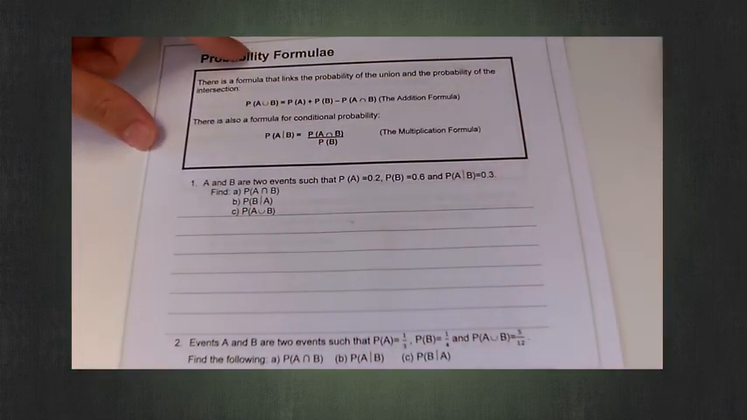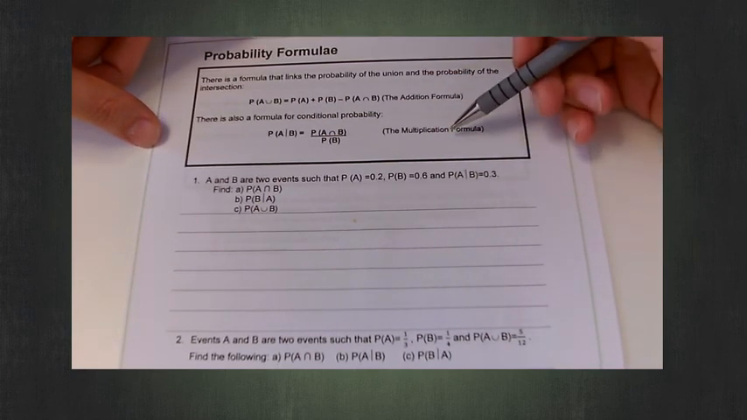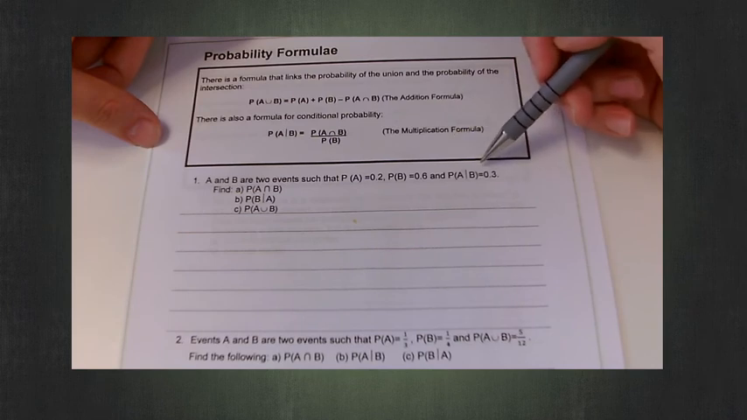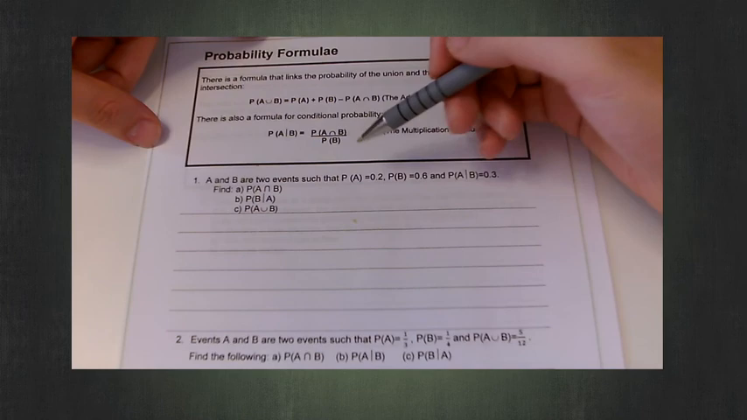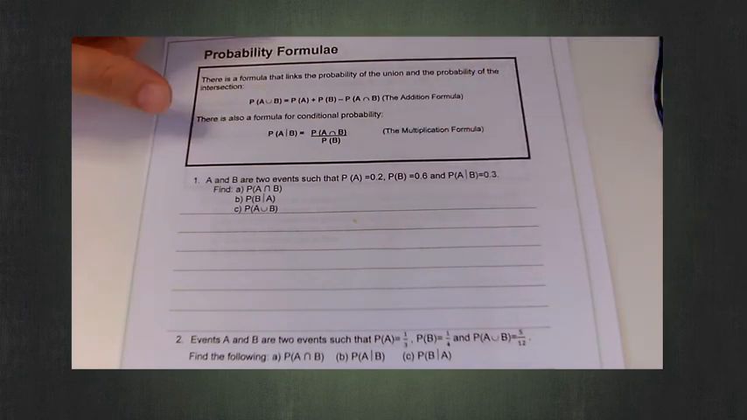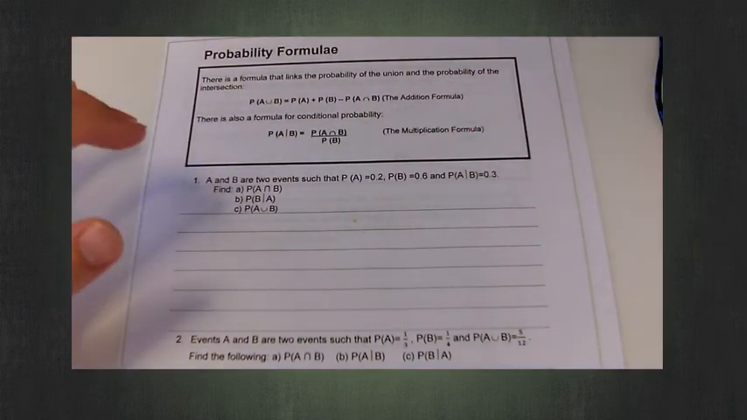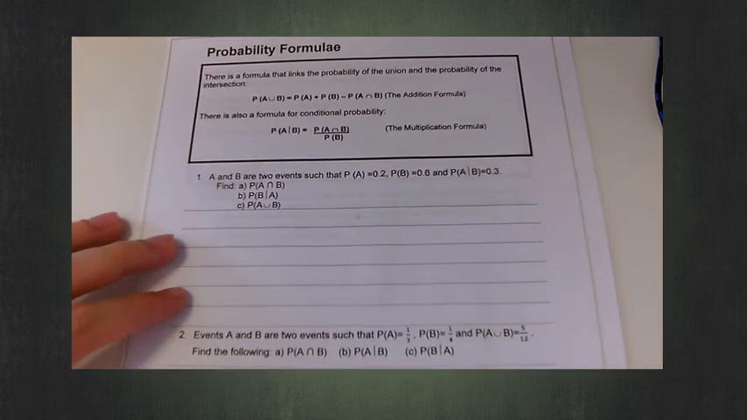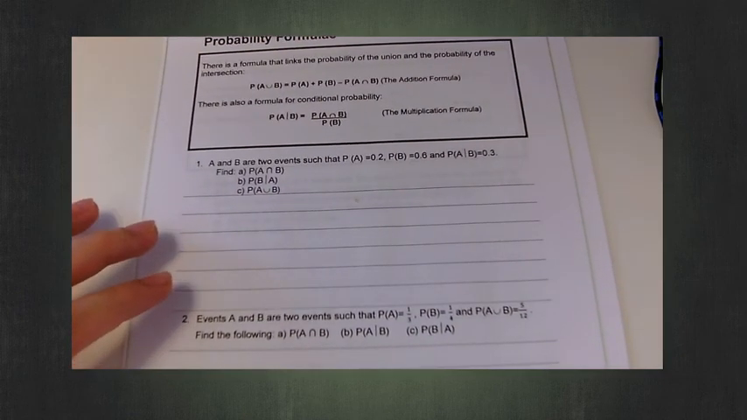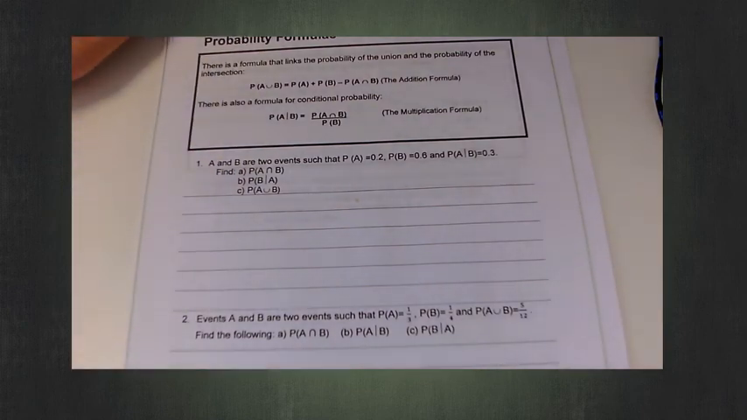And the reason why it's called addition formula is because it involves addition. The multiplication formula we've actually seen on the previous video. It deals exclusively with conditional probability, and we've already looked at that. So using these two formulas, let's try and answer these two questions here. The first one is relatively easier than the second one, but let's have a go.